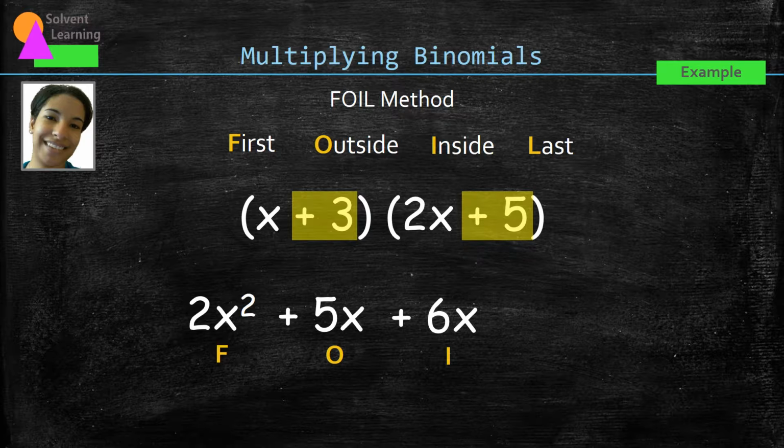Now we go to the last term in each set of the binomials and multiply those together. The 3 times 5 gives us 15. So that takes care of the L in FOIL.